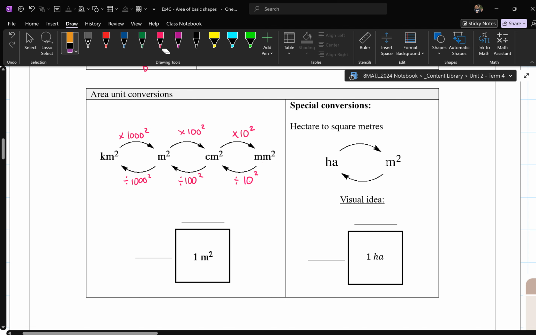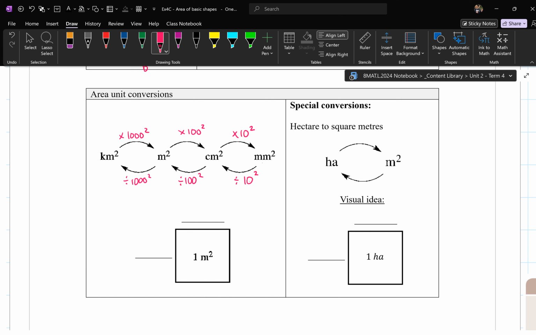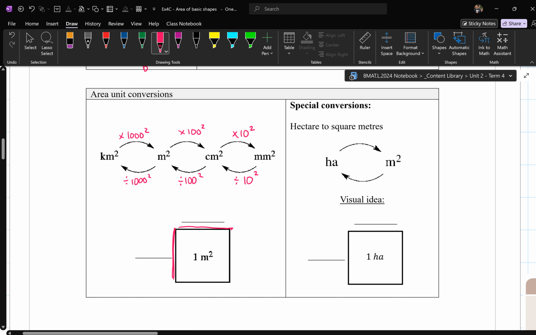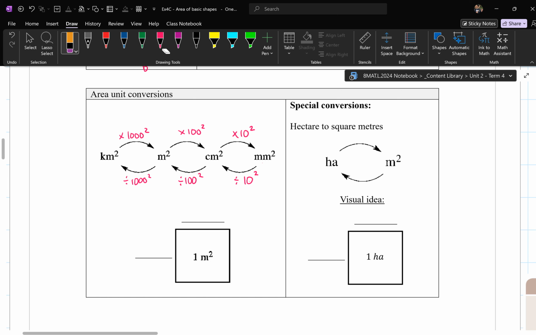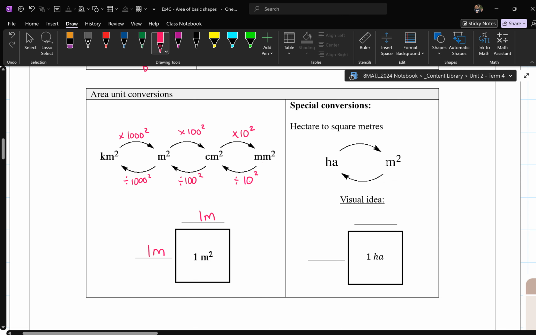you think of a room, right? If you think of 1 meter, if you went 1 meter up and then 1 meter around, the area that you're seeing there is called 1 squared meter. That's how big 1 square meter is, okay? So that's 1 meter by 1 meter.